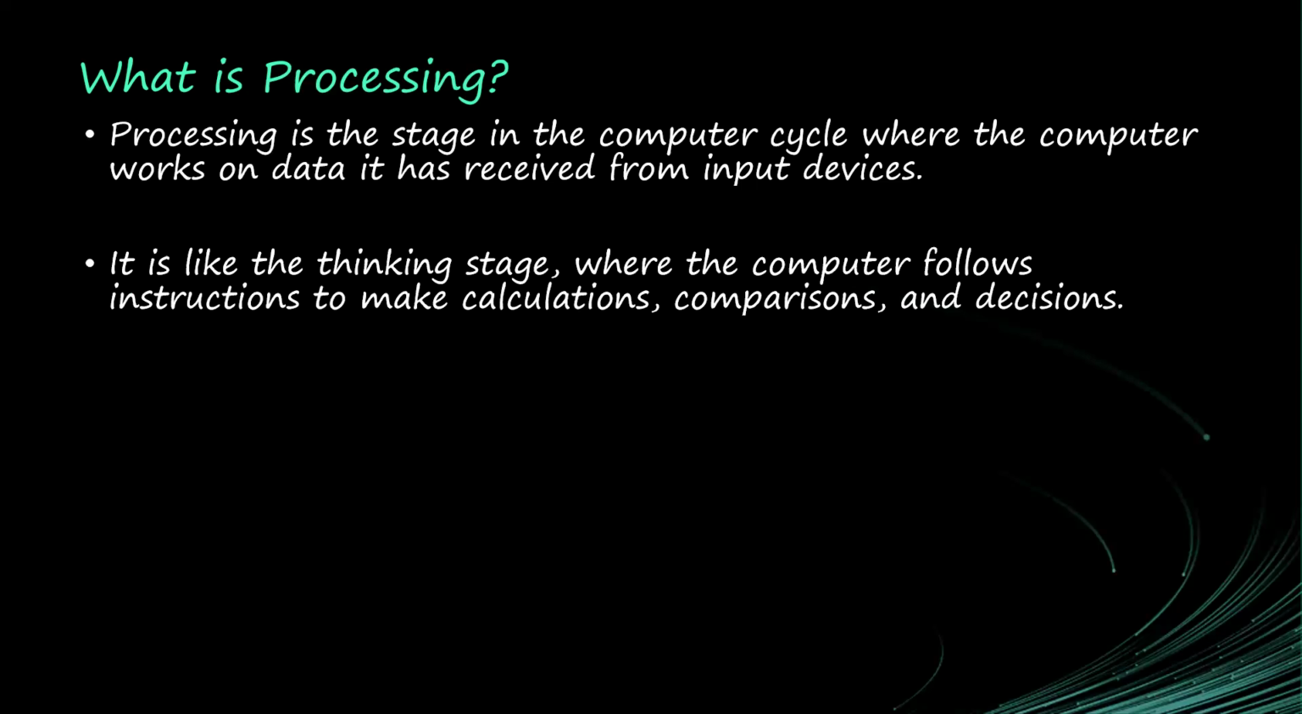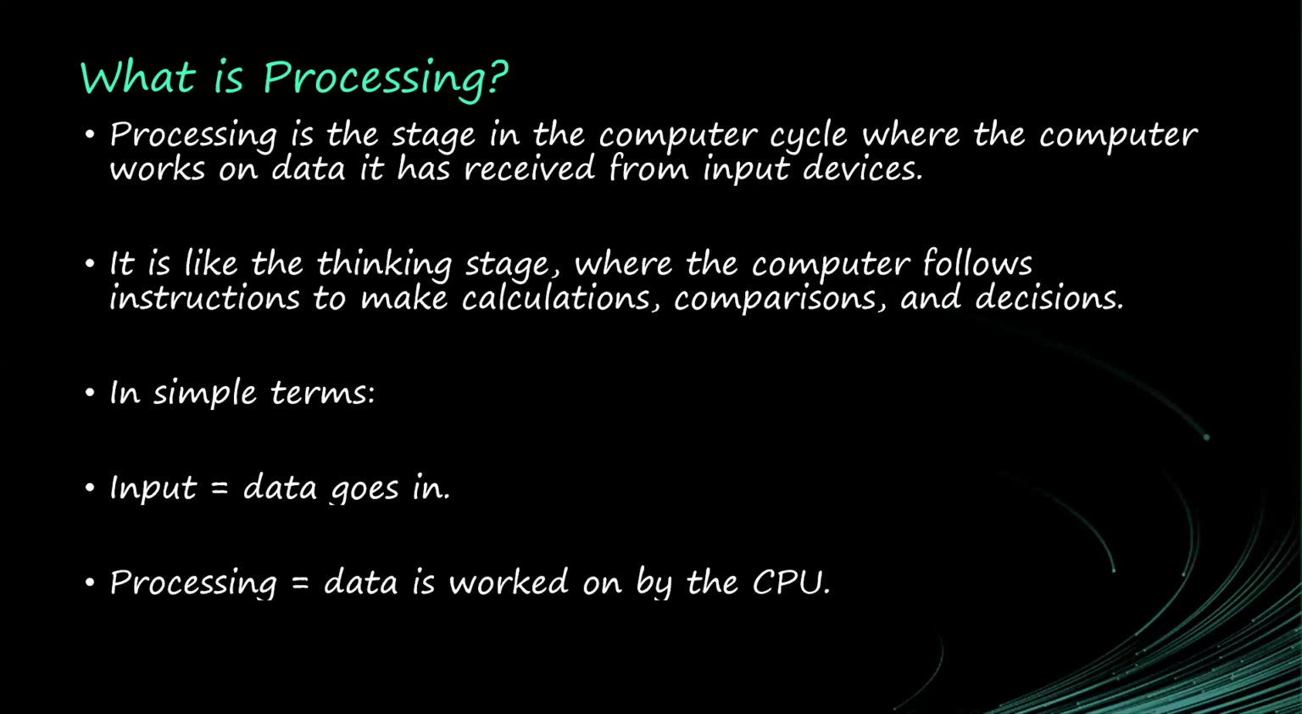Okay? So it is like the thinking stage where the computer follows instructions to make calculations, comparison, or decisions. So when we give the computer the data, they will follow instructions to make calculations, comparison, and decisions. So all these calculations, comparison, and decisions are made by the CPU, by the central processing unit. So it is this place that the processing is done. So in simple terms, with the input, data goes into the computer. Then with processing, data is worked on by the CPU. When you give computer data, they will work on it to know exactly what you want them to do with the data. Then after doing that, they will output the result.